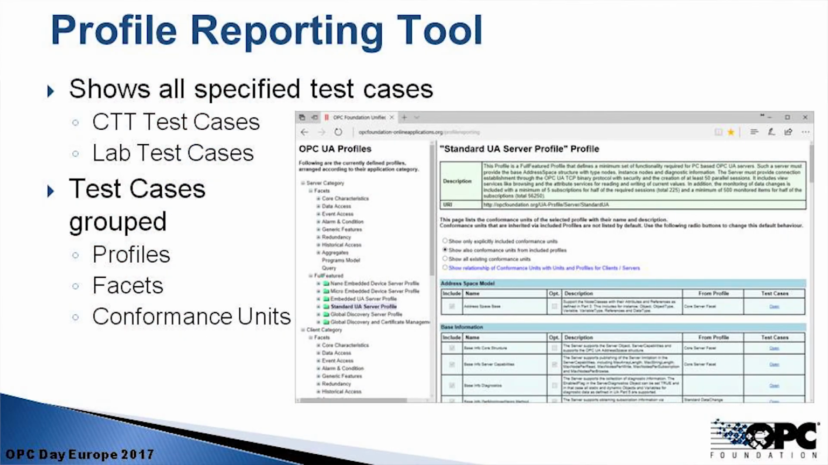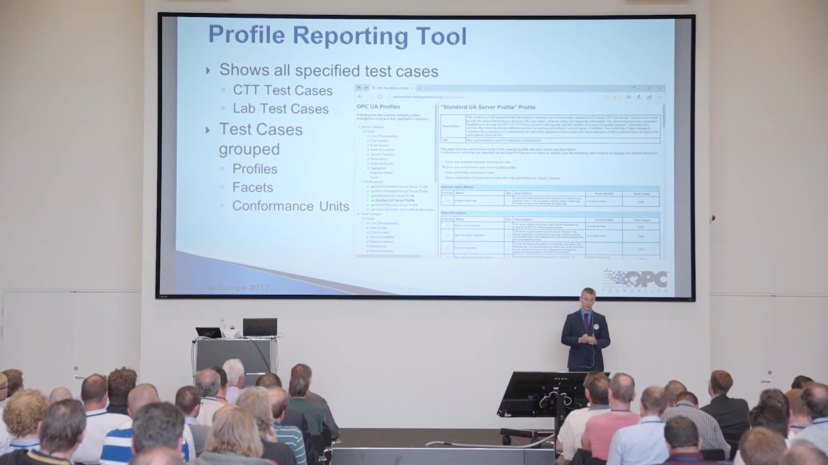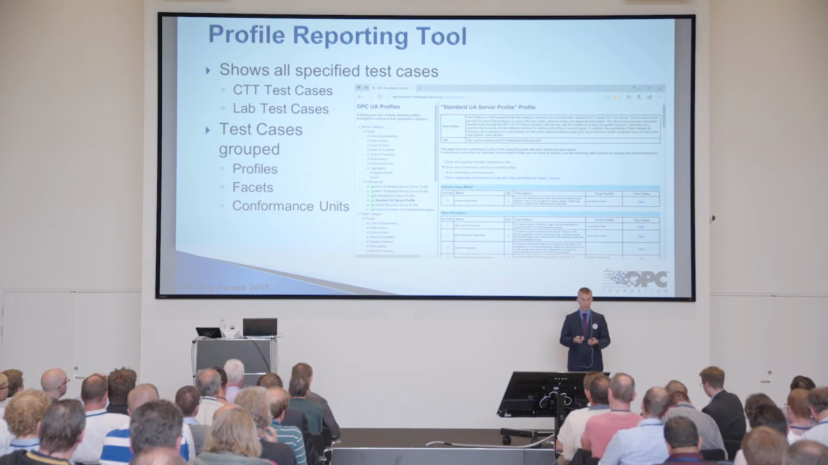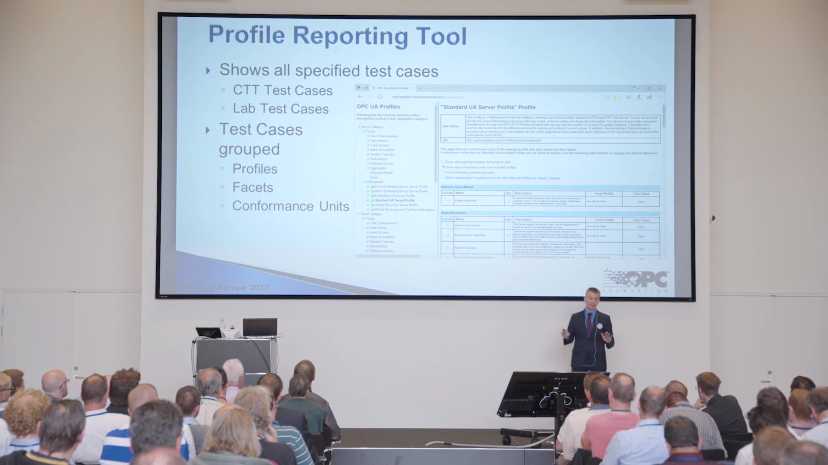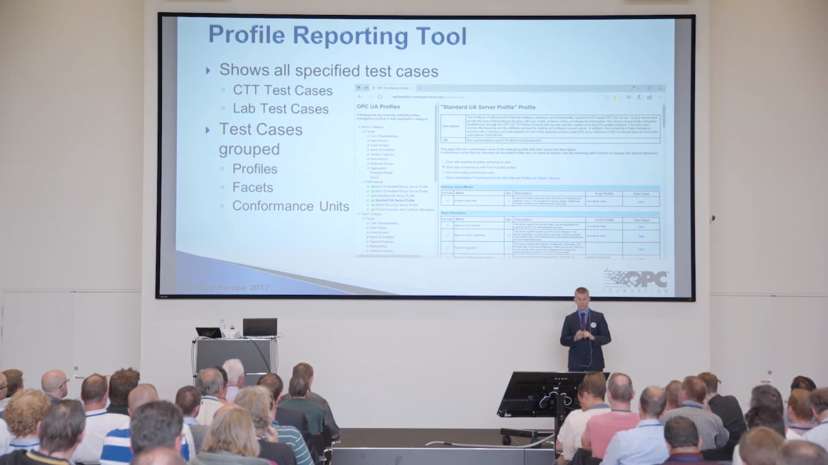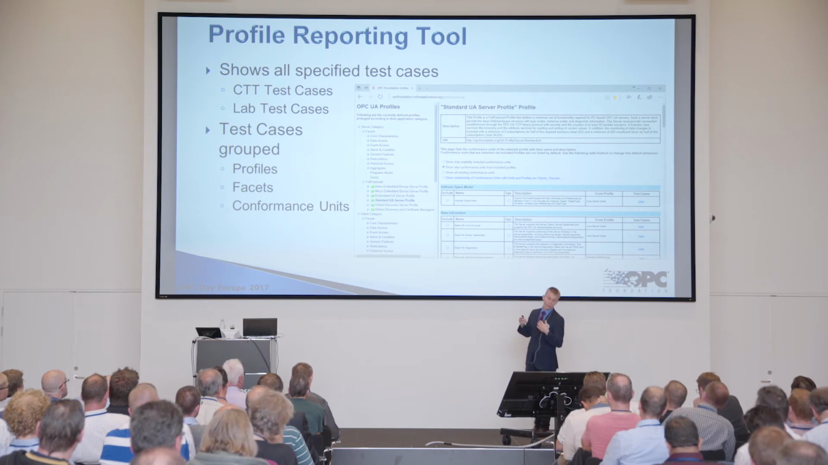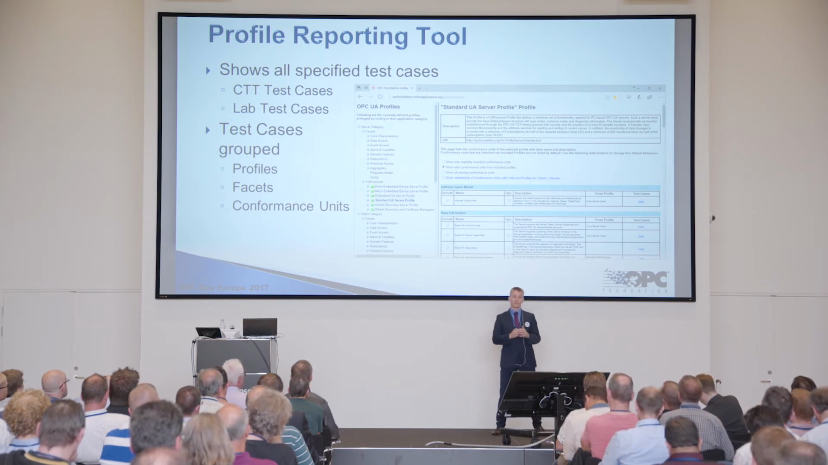So the profile reporting tool shows all specified test cases for all certifiable profiles and facets for servers and clients. So they are not just specifying the compliance test tool test scripts and test cases. They also specify the test cases that we are doing manually in the lab. So there's nothing secret about getting certified. You can find all test cases that we're doing and everything online. Those test cases are grouped basically by profiles, facets, and performance units.